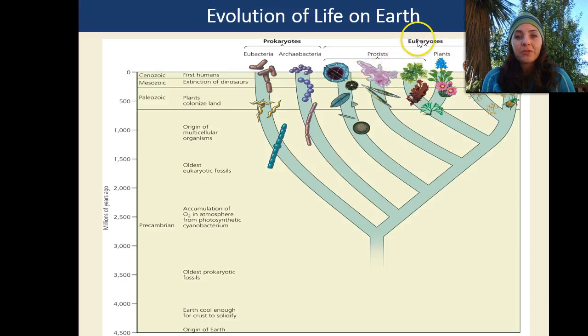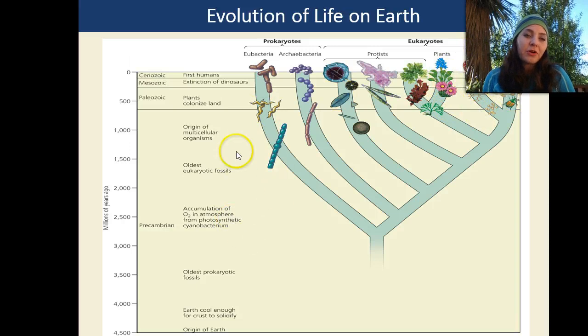Eukaryotes, or the domain eukarya, have a nucleus. So they have a membrane-bound nucleus as well as membrane-bound organelles. They're typically larger and more complex than prokaryotes. These are the kingdoms that fall underneath the domain eukarya. We have protista, which includes plant-like, animal-like, as well as fungi-like protists. We have plants, fungi, and animals.